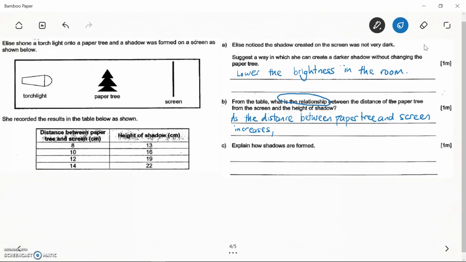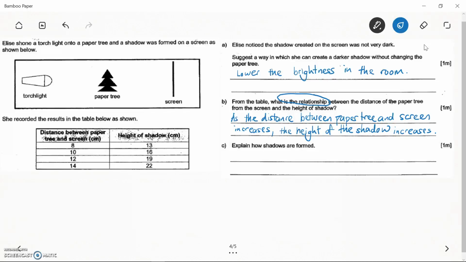Then the shadow, what happened? The height of the shadow increases as well because 13, 16, 19, 22. Okay, it also increases. So this is the answer. As the distance between paper tree and screen increases, the height of the shadow increases. Okay, you can read from the table.